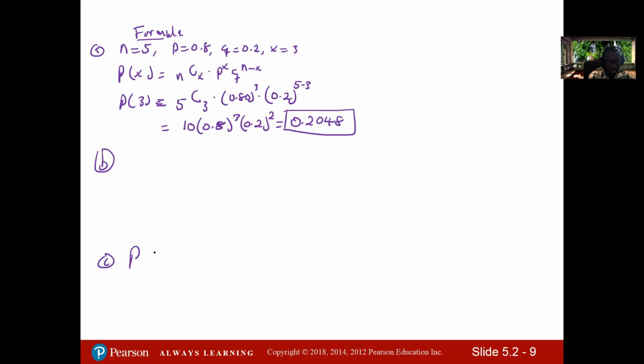Now let me do the table, part C, first. So we want to find the probability of X, which in this case is the probability of 3. Now using the same thing, your N is 5. For the table, I need to know just N, and X is 3, and P is 0.8. That's what I need to use the table. And this is how the table works. So let me share my screen with you.